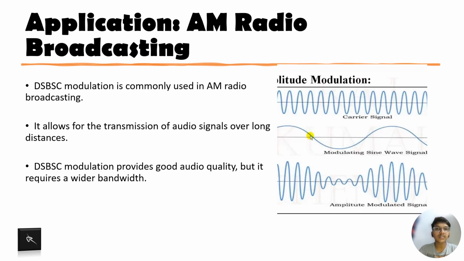Here are the applications of AM radio broadcasting. DSBSC modulation is commonly used in AM radio broadcasting. It allows for the transmission of audio signals over long distances. DSBSC modulation provides good audio quality, but it requires a wider bandwidth.